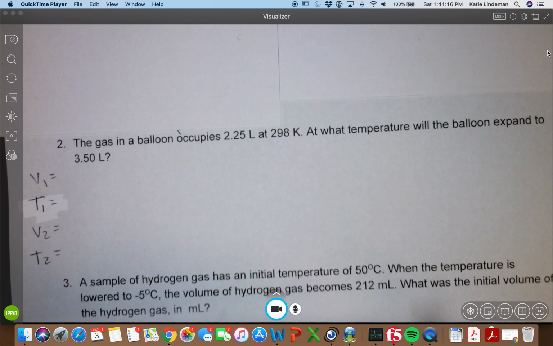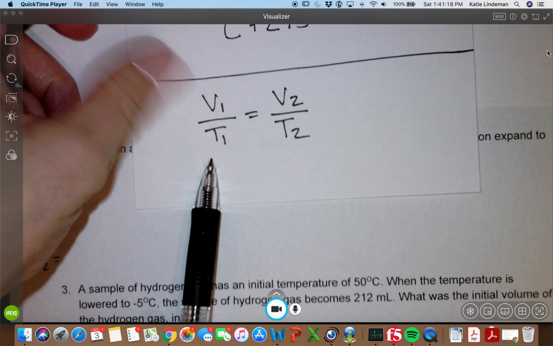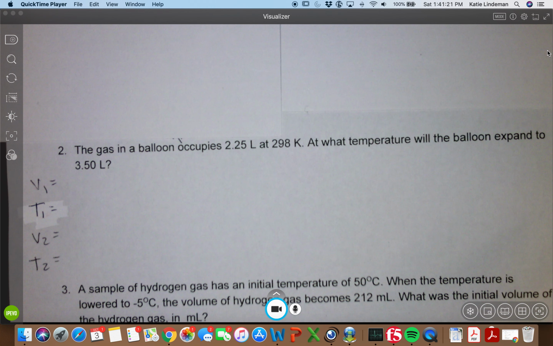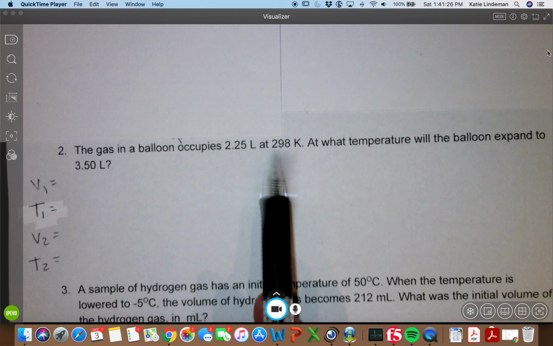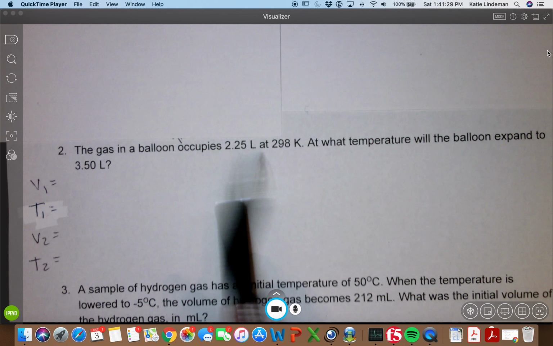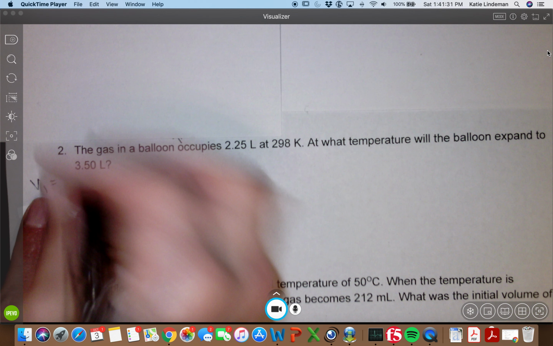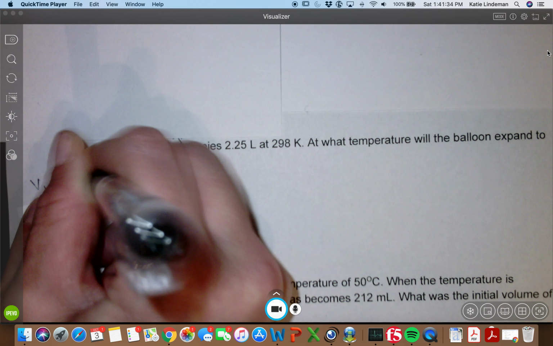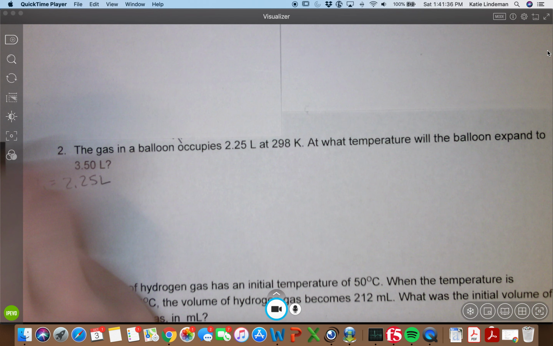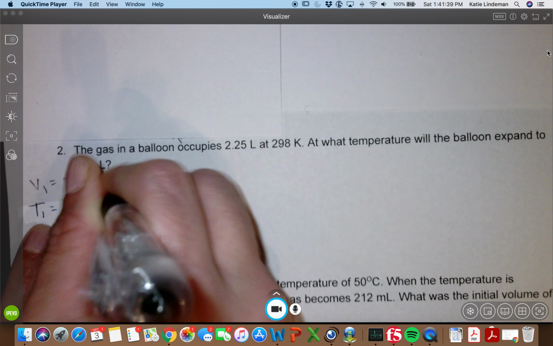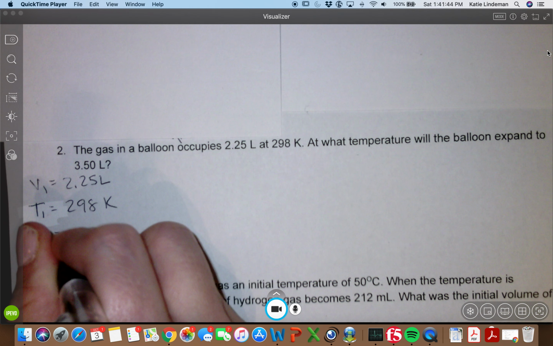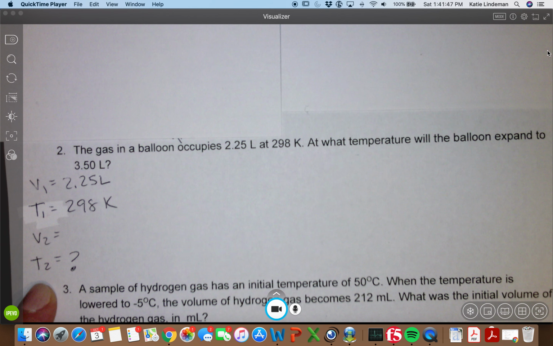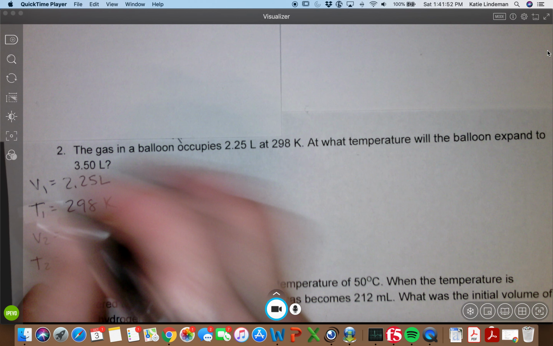I know that I'm using this formula because this is the only formula that we have at this point. Okay, so the gas in the balloon occupies 2.25 liters at 298 Kelvin. So those two numbers go together. So my volume one is 2.25 liters. Temperature one is 298 kelvins. Then it next says, at what temperature? So that's a big Q, we do not know what temperature 2 is.